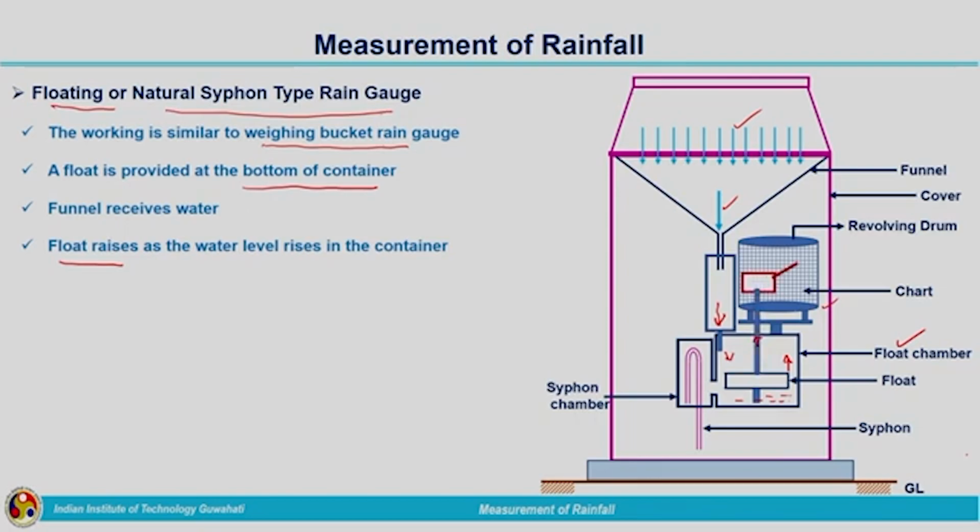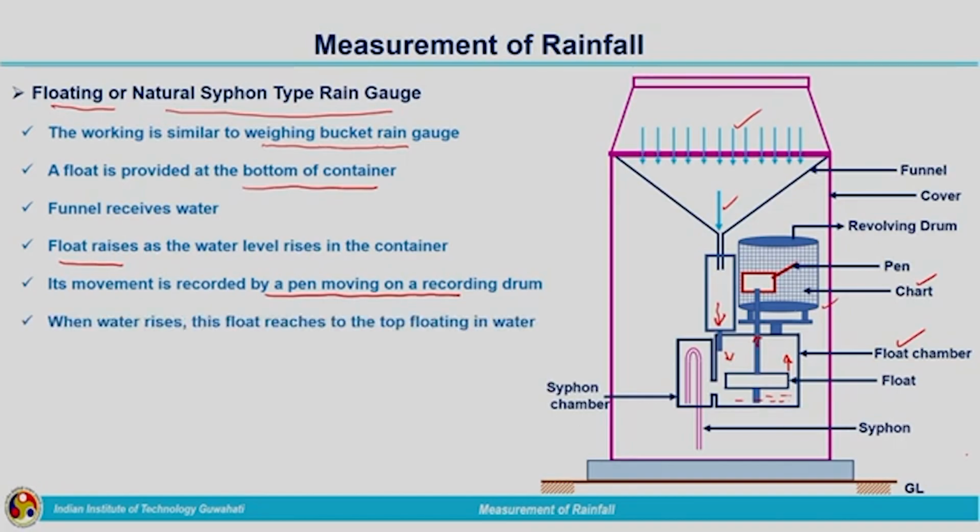Here there is a mechanism which is connected to a pen. That pen will be marking the rising and lowering of the float on the chart paper. This pen will be making the marking on the chart. When the water is rising in the float chamber, the float reaches the top of the float chamber. It is floating, so it will reach up to the top, and then what will happen? Then the role of the siphon comes into the picture.